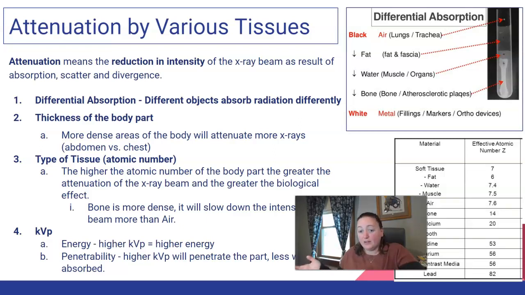The lungs are not going to slow your beam down at all. It's going to transmit really right through, right? And which is why air is black. Bone is dense. It slows that beam down and it's going to absorb, which is white, right? And then my kVp is also my factor, right? Depending on my penetrating ability.